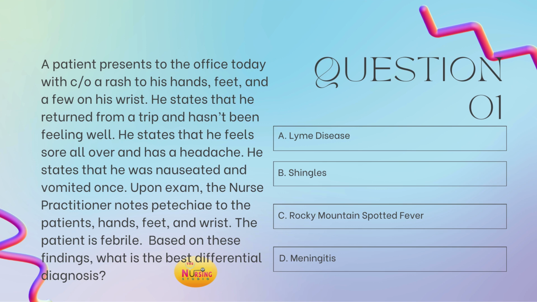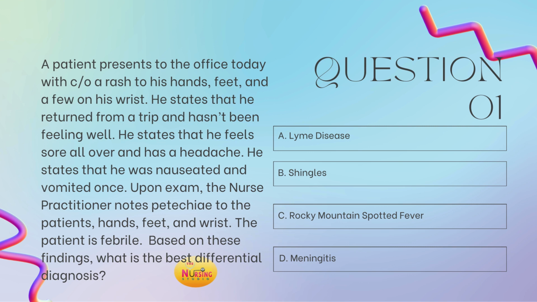So if they're asking about a diagnosis, you've got to run it back and see how the assessment is, right? What did they come in complaining about? What is that subjective finding? What are the findings for the nurse practitioner, the objective findings? The patient presents to the office already complaining of a rash to the hands, feet, and a few on the wrist. He hasn't been feeling well. He just came back from a trip. He's feeling sore all over, has a headache, has nausea and vomiting. The nurse practitioner confirms that he's febrile. She notes petechiae on his hands, feet, and wrist as well.